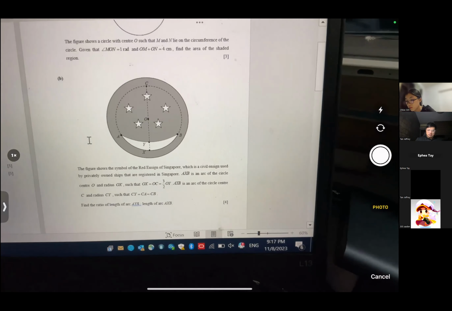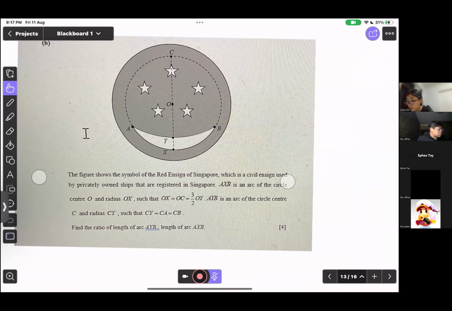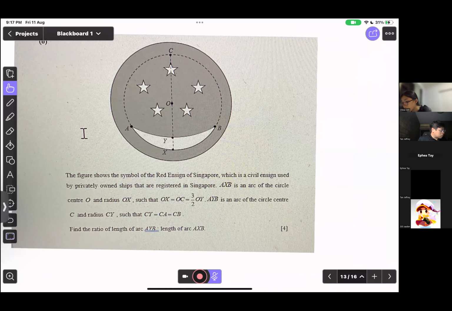This one, okay. What are we supposed to do for this question? Let me see. Okay, 3b.